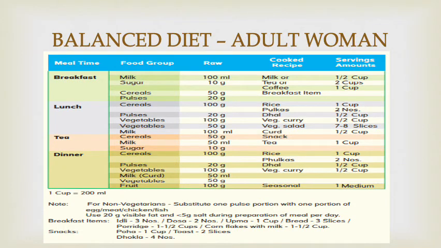This is an example of a balanced diet for an adult woman. The mealtime consists of breakfast, lunch, tea, and dinner. The food groups: for breakfast it's milk and sugar. For lunch it's cereal, pulses, as well as vegetables and milk. For tea it's cereals with milk and sugar. For dinner it's cereals, pulses, vegetables, milk in the form of curd, and fruits.